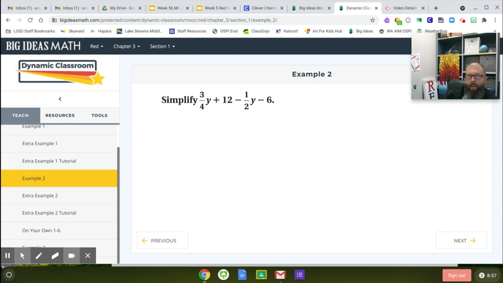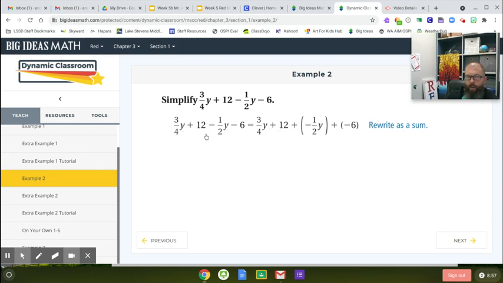Now we're going to use the like terms that we know, and we're going to combine them by adding or subtracting, and then simplify the expression. So we have 3/4 y plus 12 minus 1/2 y minus 6. The first step we want to do is rewrite as a sum.